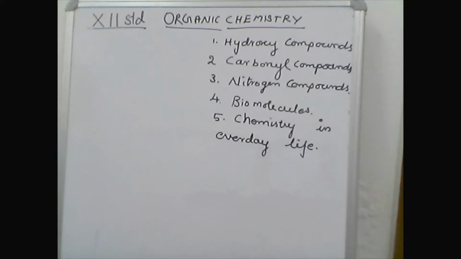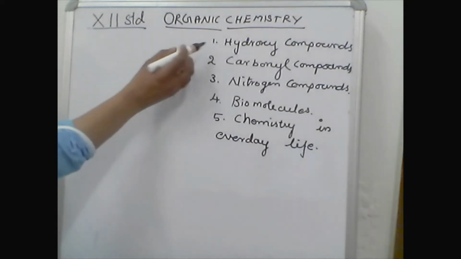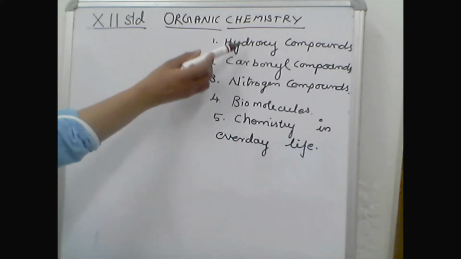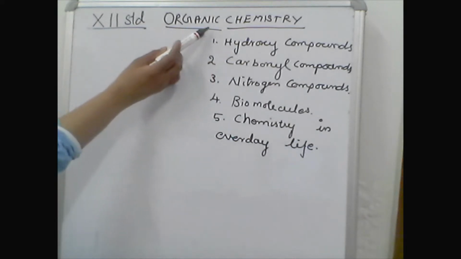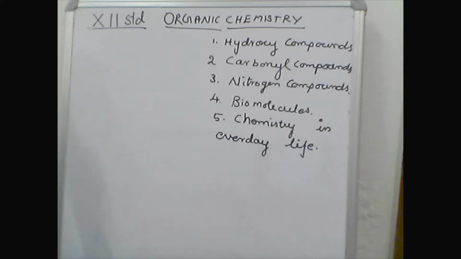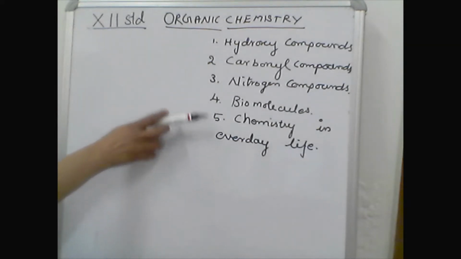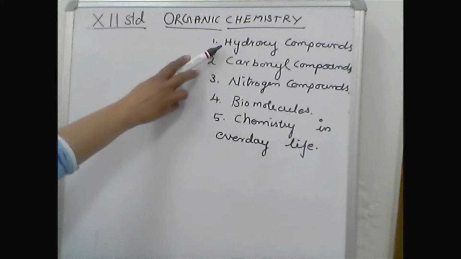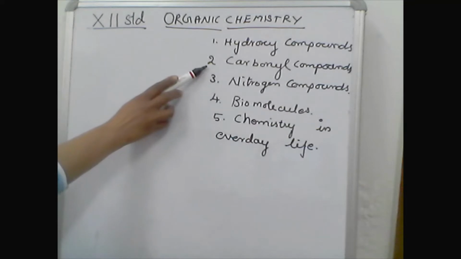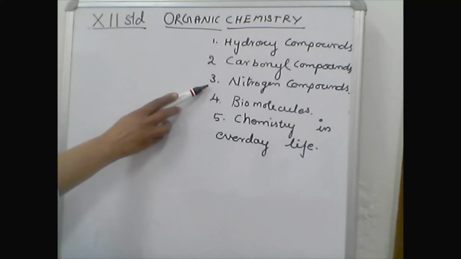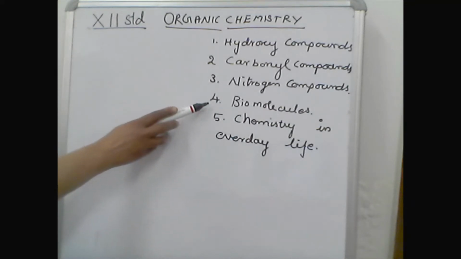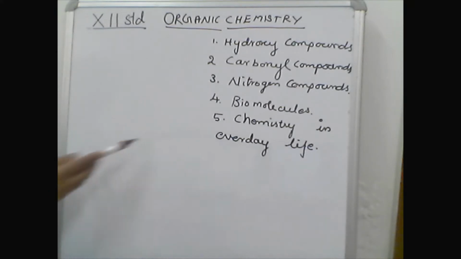Students, today we are going to see some topics in hydroxy compounds. The hydroxy compounds come under the category of organic chemistry. We have five chapters in total in organic chemistry. The first one is hydroxy compounds, the second is carbonyl compounds, the third is nitrogen based compounds, the fourth is biomolecules, and the fifth is chemistry in everyday life.